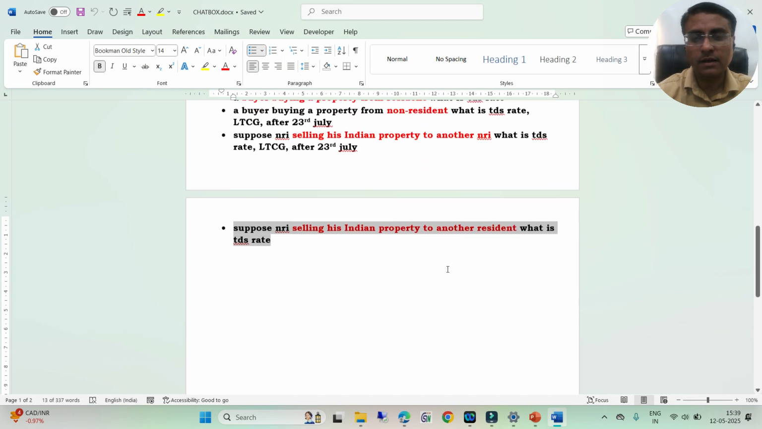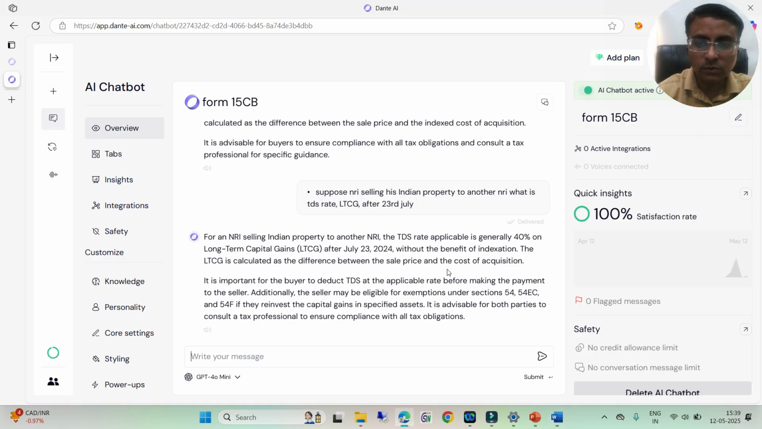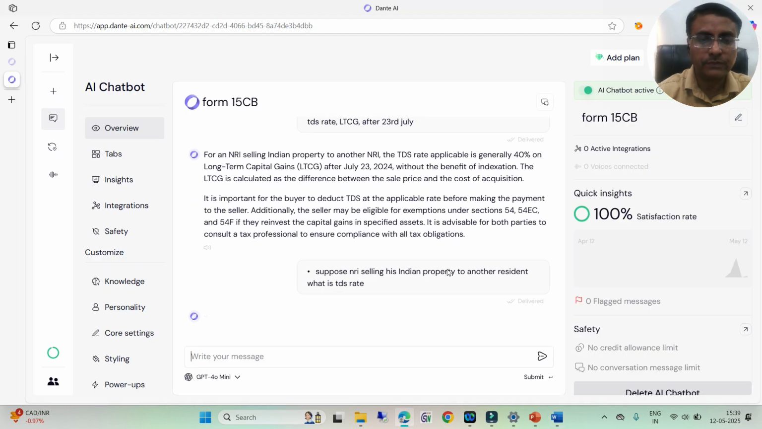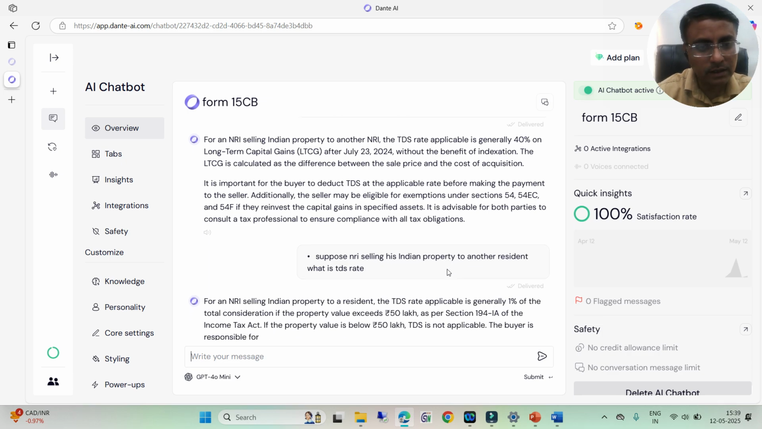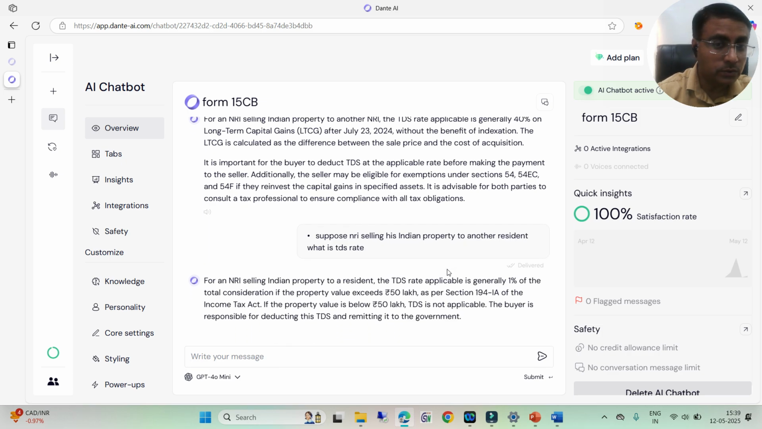Suppose an NRI is selling to a resident. The NRI is selling, in respect of his capital gain, 12.5%. This question is related to TDS. So 1% needs to be deducted by the buyer. So this is the correct answer.